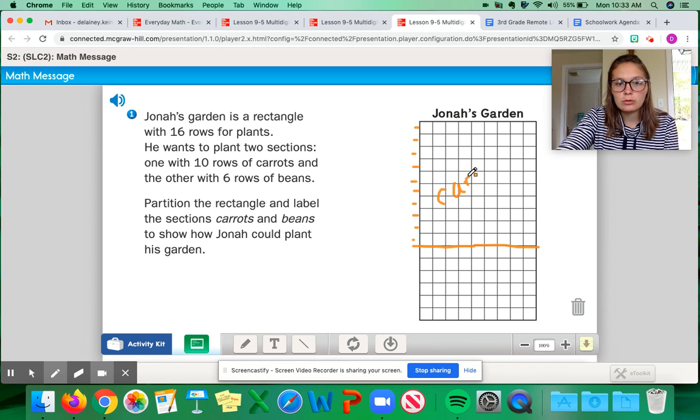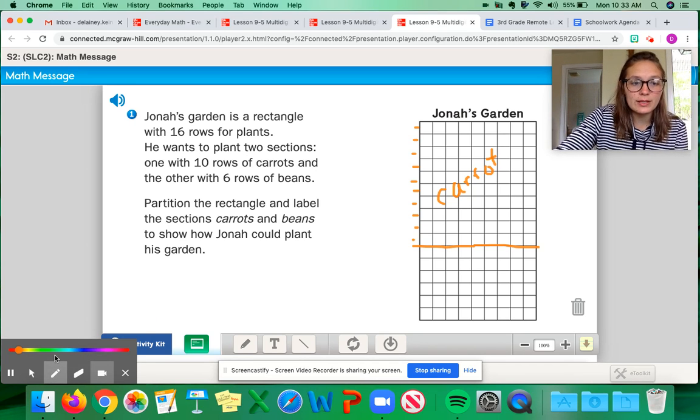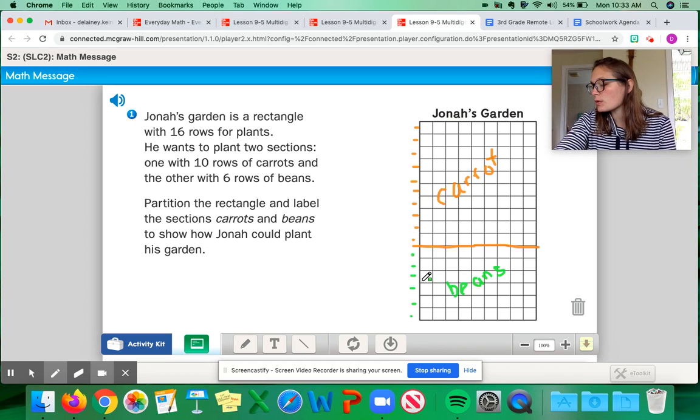Could have just drawn a carrot. Maybe I'll do that for beans. All right, and then he wants 6 rows of beans. 1, 2, 3, 4, 5, 6 beans. This is how Jonah could partition his garden to have 10 rows of carrots and 6 rows of beans. Now, you are partitioning or decomposing these numbers.